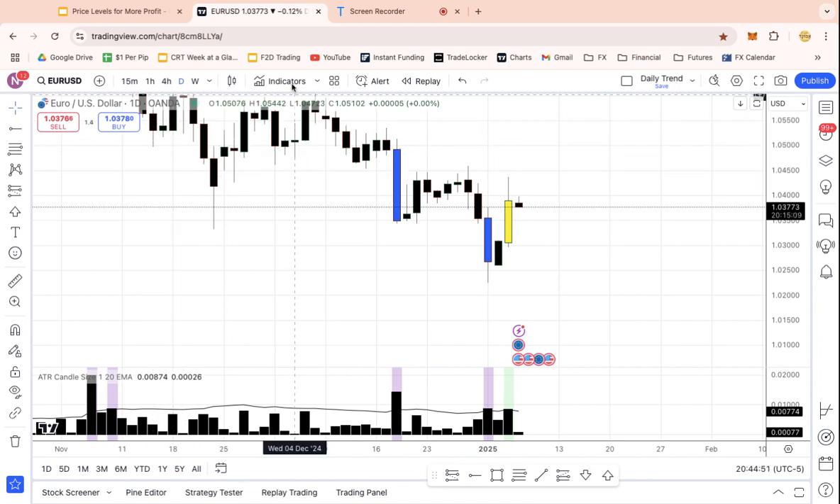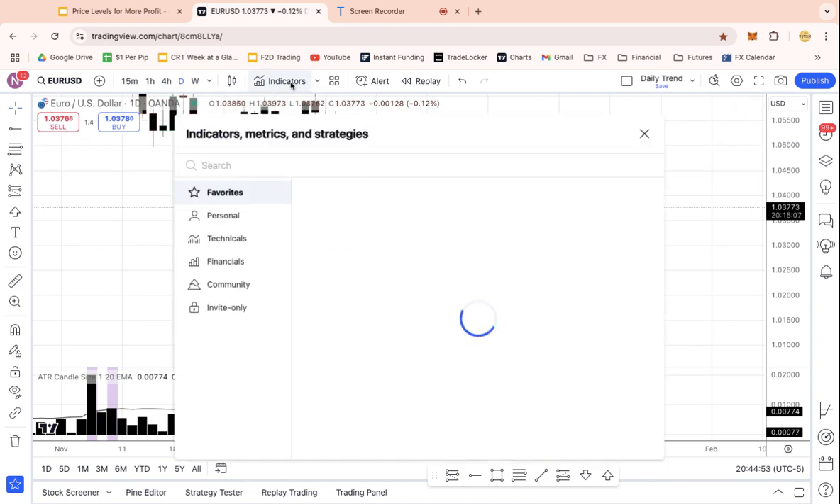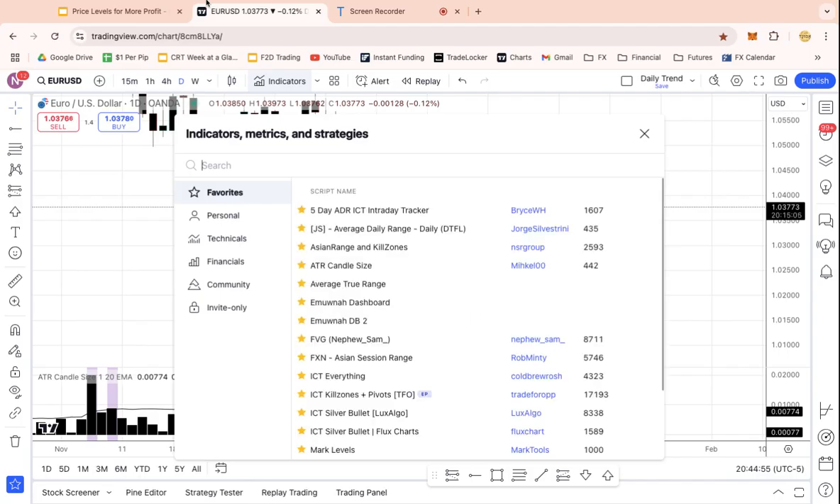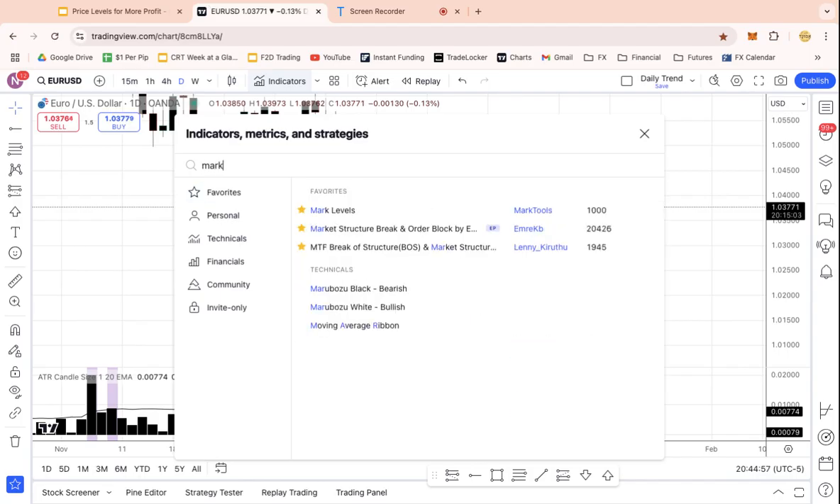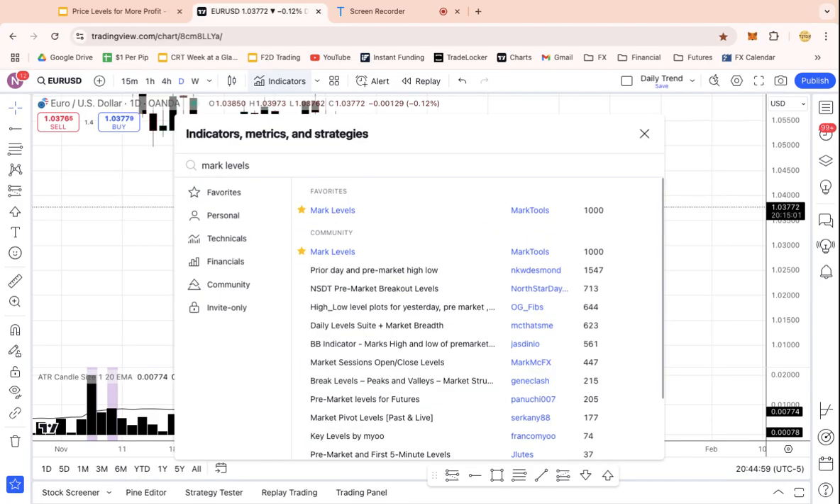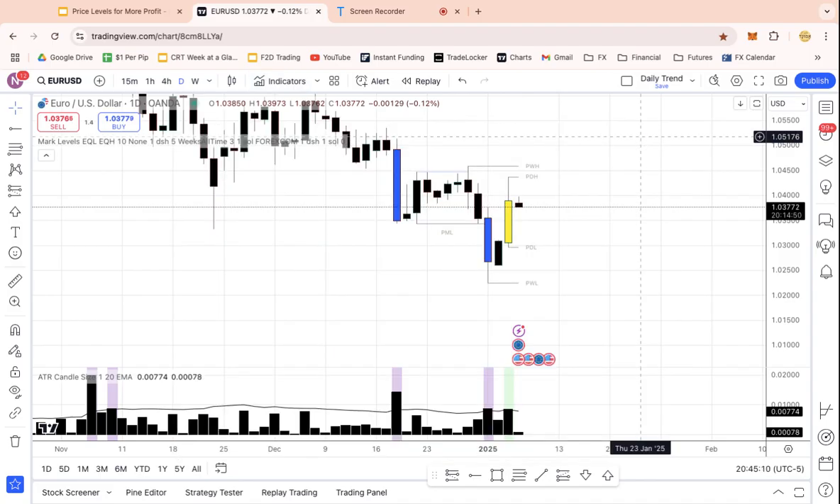So what we're going to do is go to indicators, and I have it saved to my favorites, but you probably don't. What you're going to look for is something called Mark Levels by Mark Tools. You can save that to your favorites if you'd like. I'm sure it's not the only one that does this, but that's the one I like the most, so that's the one we get. So we put that on our chart.